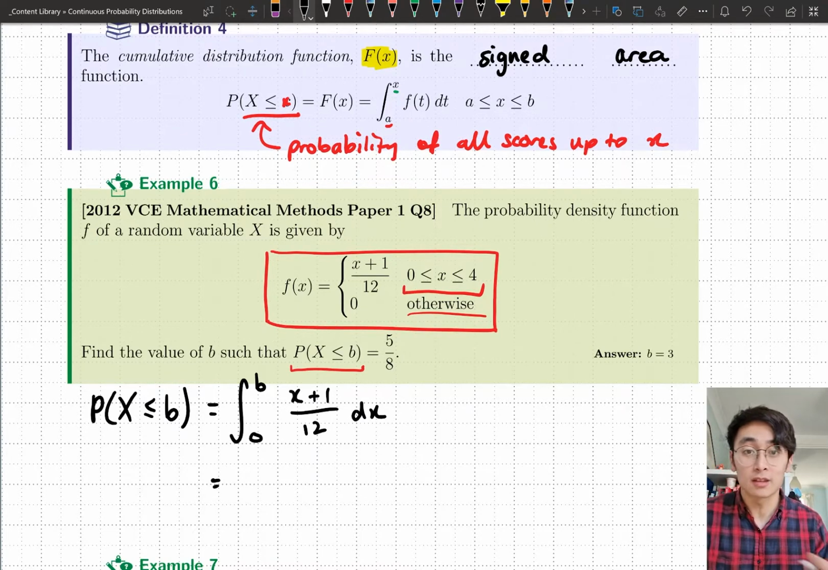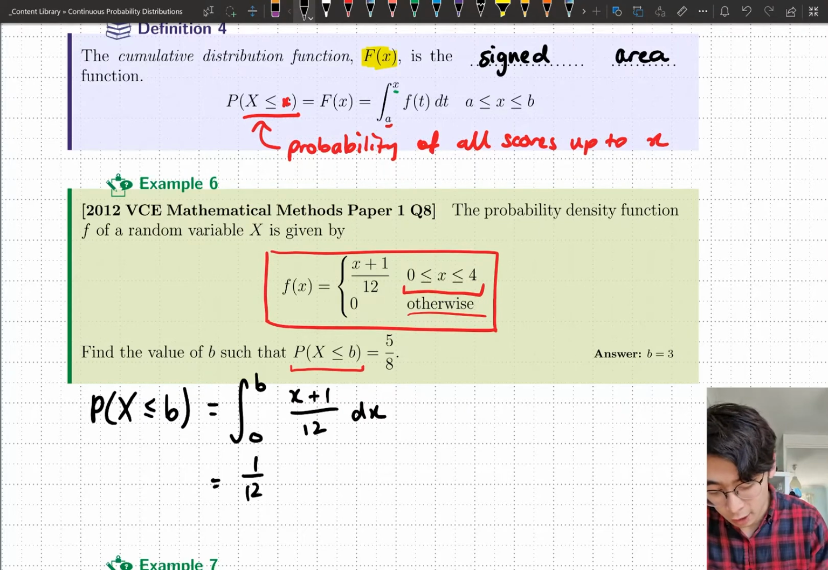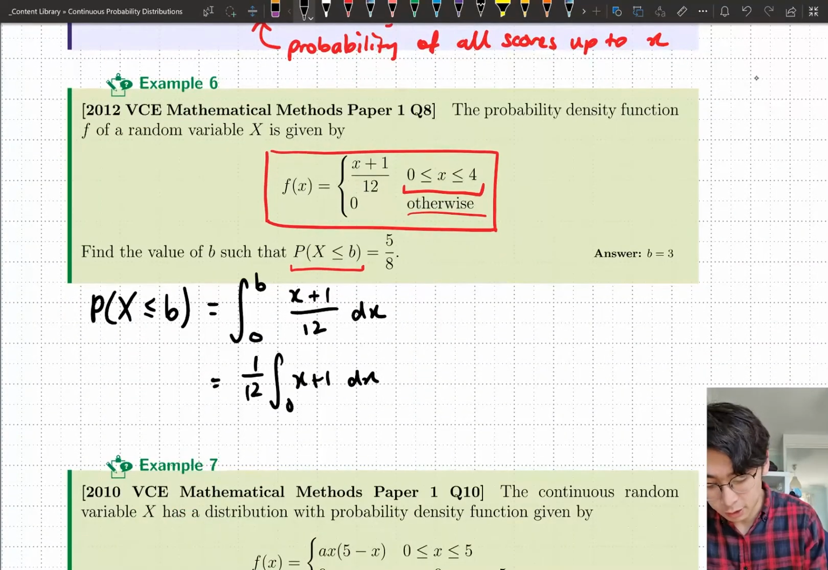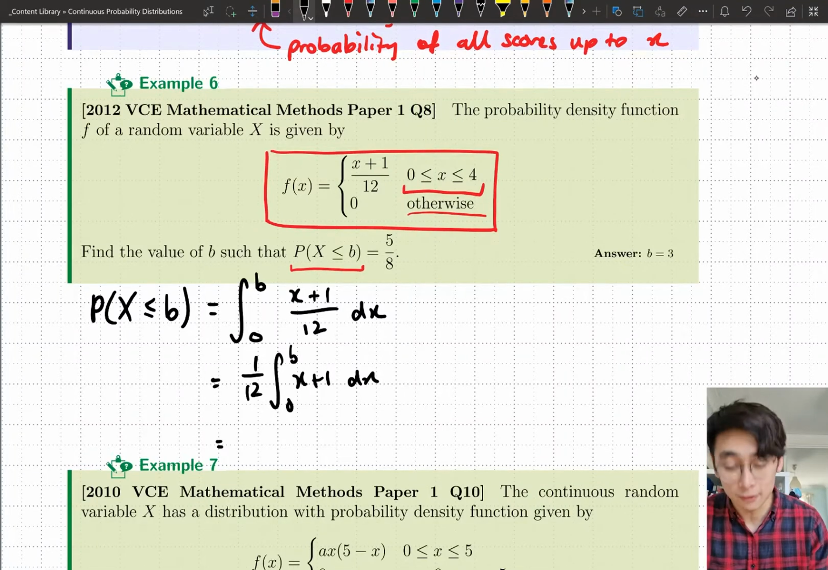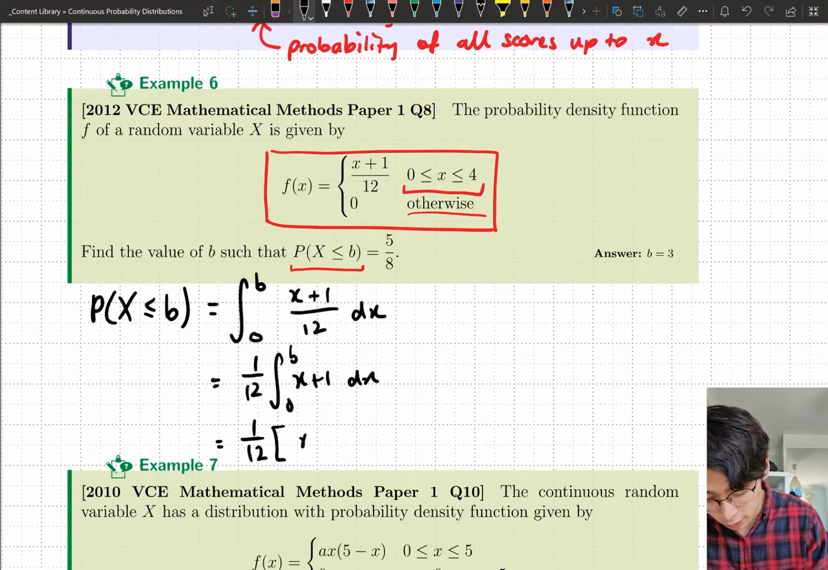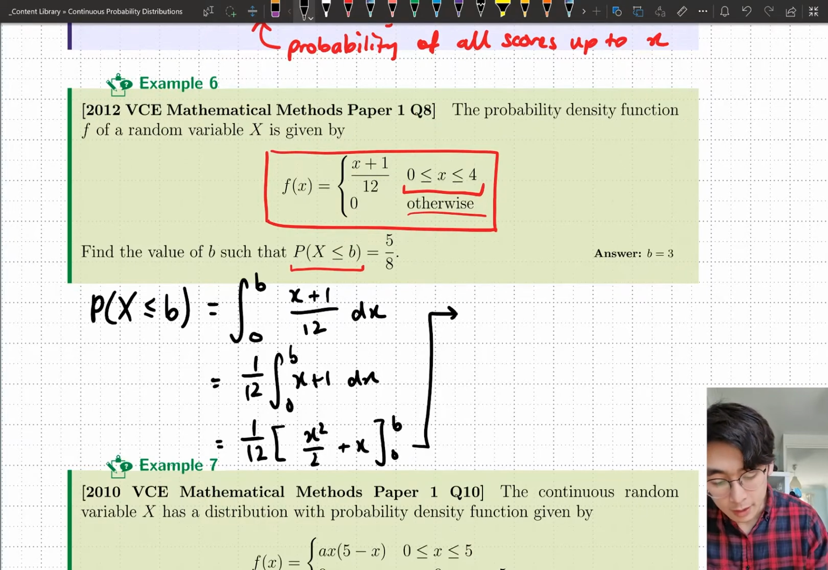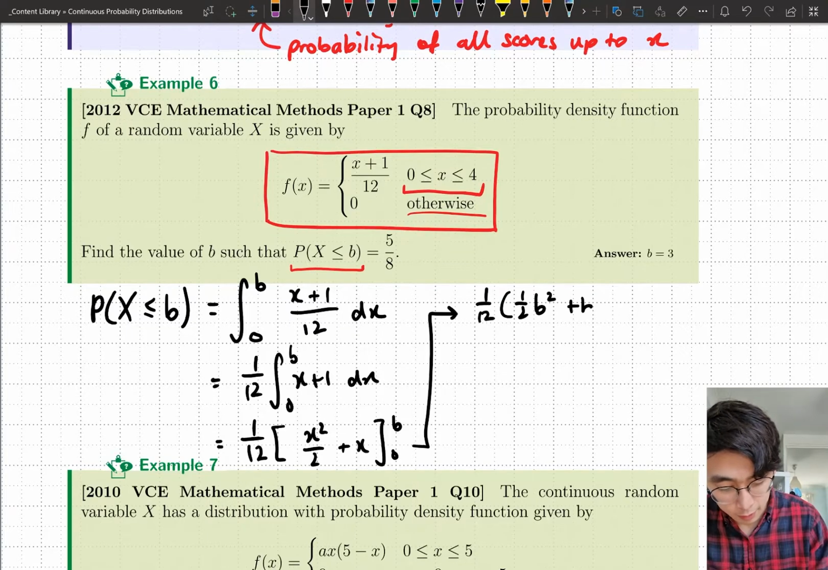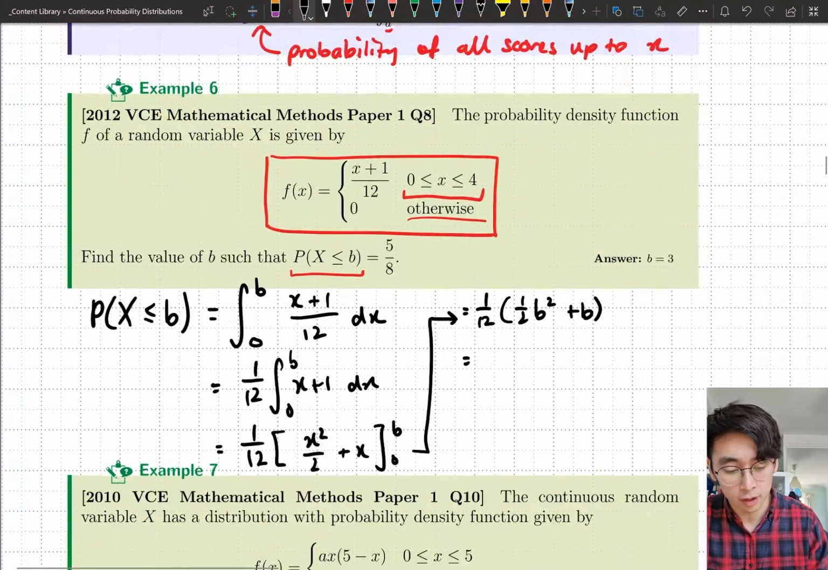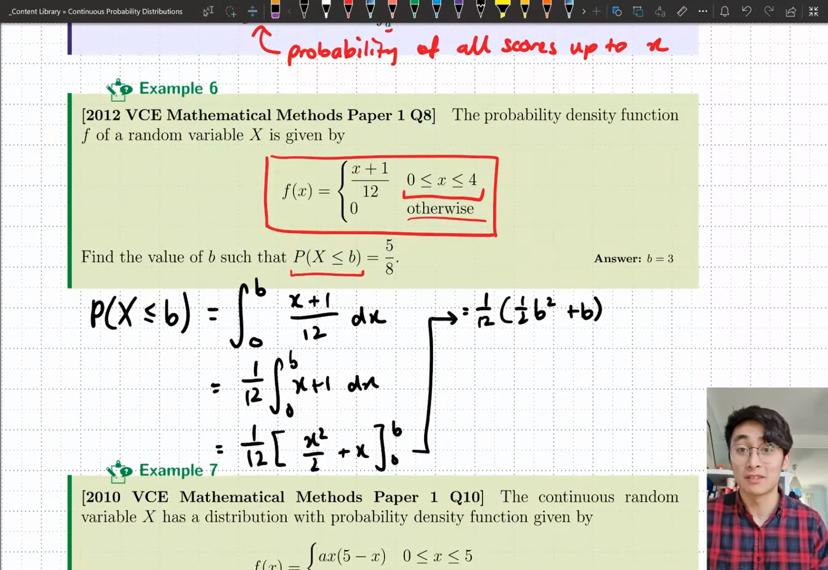I'm just going to integrate this like we normally would with integration. So I'm going to pull out the 1 over 12. This becomes 1 over 12 times the integral of x plus 1 dx from 0 to b, and this is a definite integral, by the way. When I integrate this, I get x squared over 2 plus x, from 0 to b, and so this just becomes 1 over 12 times half b squared plus b. I'll just leave it like that.